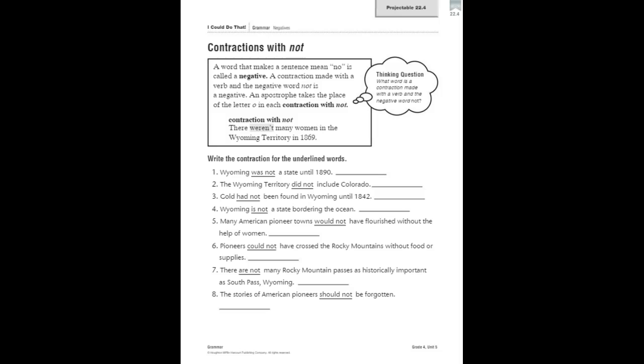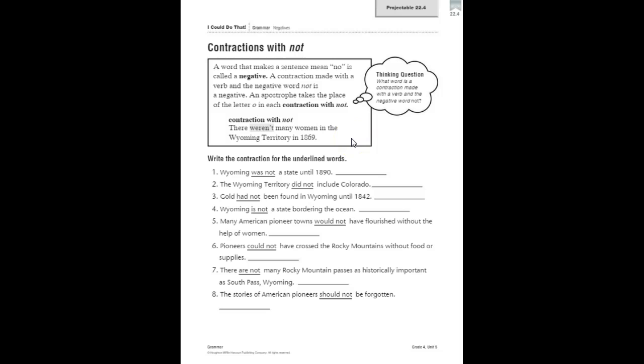A word that makes a sentence mean no is called a negative. Now, a contraction made with a verb and the word not is a negative contraction. The apostrophe will take the place of the letter O in each contraction with not. All right, so here is the example. There weren't many women in the Wyoming Territory in 1869.